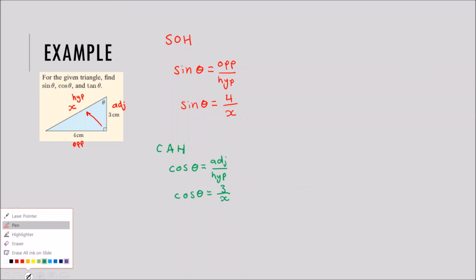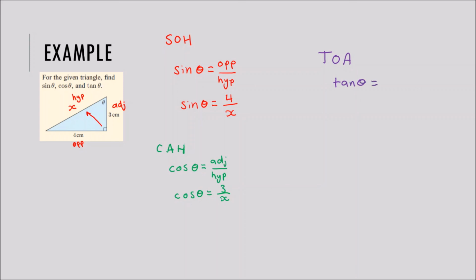One more to go, and that is our tan. Tan was SOHCAHTOA, so we have TOA in this case. I've got tan theta is equal to my opposite over, well, I don't have hypotenuse this time, I have adjacent. So we're going to put adjacent on the bottom. If I was to write this out in full using the values I know, I have opposite, which was 4, and I have my adjacent, which was 3. That's how we write all of our trig ratios.